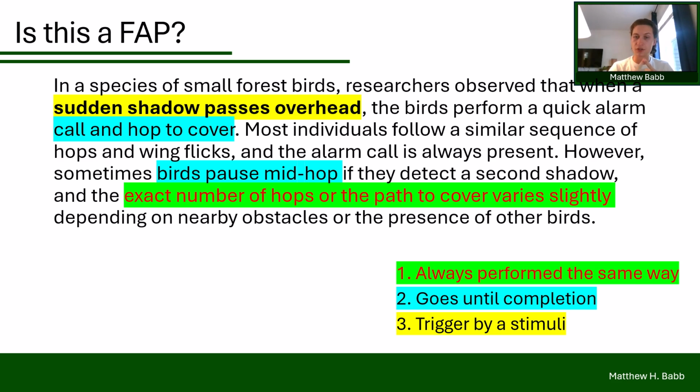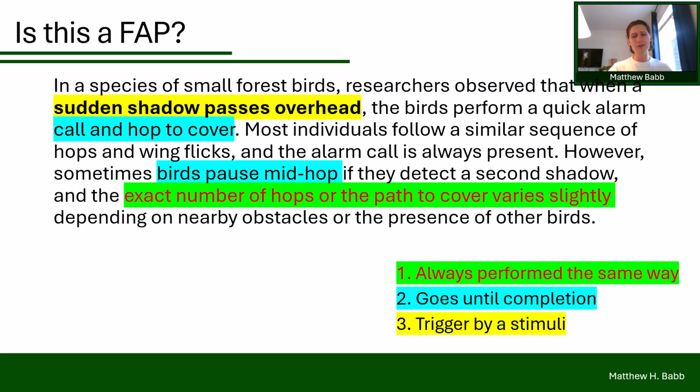So in this species, we do have a stimulus, right? So step one, we need to make sure there's a stimulus triggering the behavior. And the stimulus is a shadow passing overhead, right? So that's check. And then the birds need to perform this behavior the same way every single time, and related, it needs to go until completion. Now, there are two pieces of evidence in this description that suggest that these do not qualify. First, they don't do the same number of hops, the path can vary, and it's not a stereotyped behavior. So that's automatically number one gone. Even if you have the other two, that's still not a fixed action pattern.